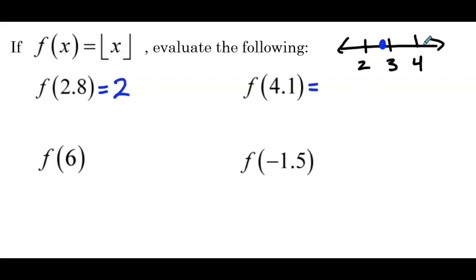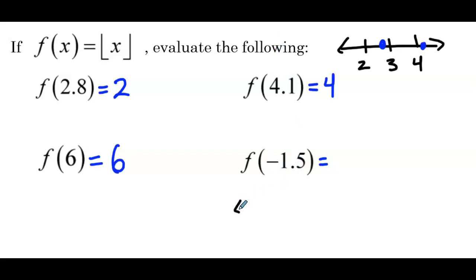F of 4.1. So 4.1 is there. What integer comes before 4.1? We round down, and we'd round down to 4. Now this is an interesting one, f of 6, because 6 is an integer. So that's actually a nice input, because the integer below 6 is 6, so it just stays. 6. And then we have f of negative 1.5.